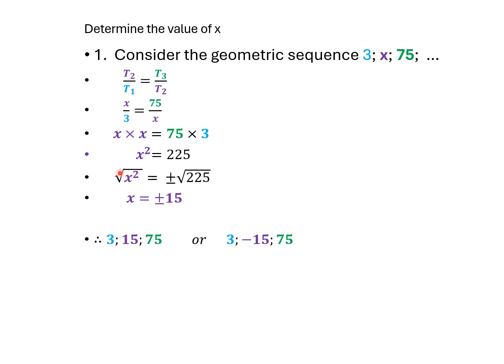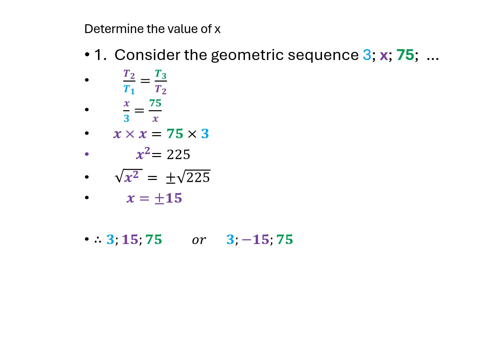Right? And from there, when I find the square root of x squared, very important that I remember that the square root of 225 can be positive or negative, meaning 15 times 15 would give me 225 positive, and negative 15 times negative 15 will also give me positive 225. So there's square root of 225, x equal plus minus 15. Right, so my sequence can read now 3, 15, 75 or 3, negative 15, 75. So that is determining the value of x.